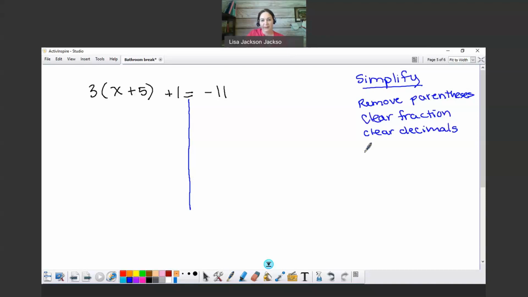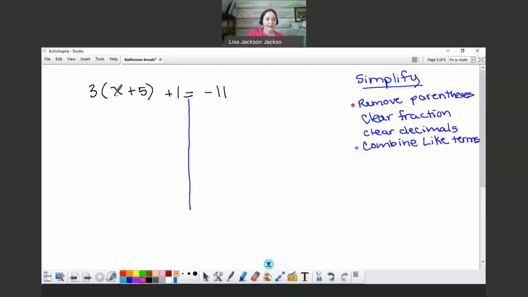It always means combine like terms, only on the same sides of the equal signs. We don't cross that equal with terms while we're simplifying. So for us, so far, we're only using the removing parentheses and the combining like terms.